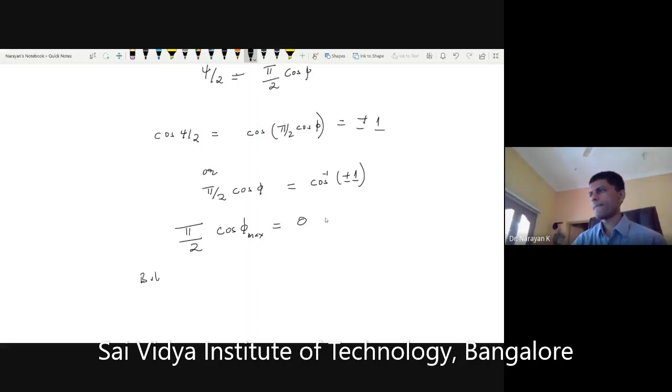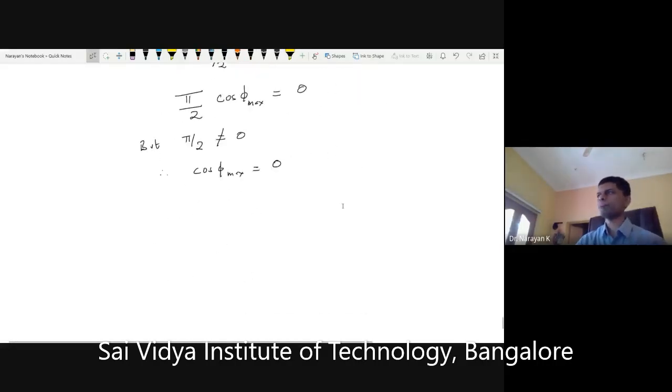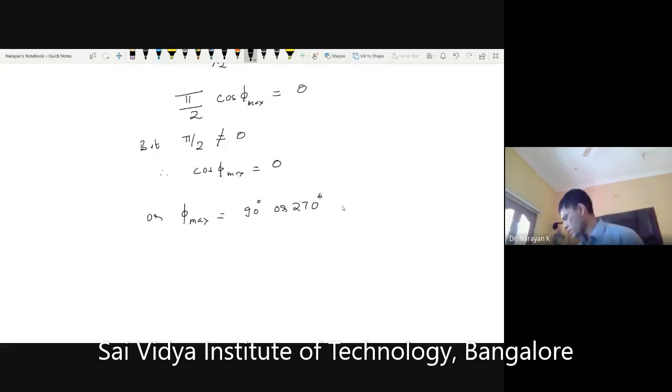But pi by 2 cannot be equated to 0. Therefore, cos phi max should be equal to 0, or your phi max should be equal to 90 degrees or 270 degrees. This is your maxima condition. Next, you have to find the minima condition and half power point direction.